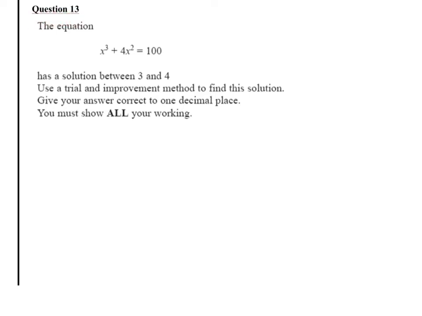Question 13. The equation x cubed plus 4x squared equals 100 has a solution between 3 and 4. Use a trial and improvement method to find this solution. Give your answer correct to one decimal place. You must show all your working.